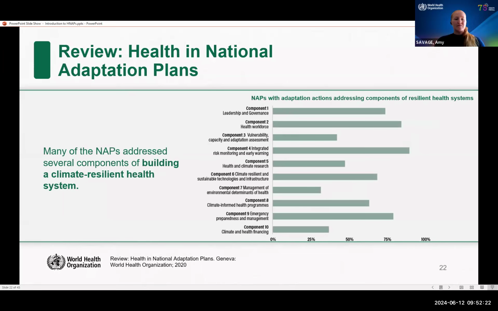And as I mentioned, many of the NAPs did address several components to build a climate resilient health system. So looking at the health system more broadly and comprehensively, we can see that many of the NAPs included actions around the health workforce, around climate-informed health surveillance and early warning systems. And then there were some areas that were less addressed, such as management of environmental determinants of health or financing.